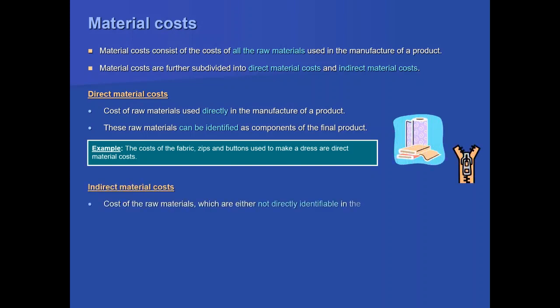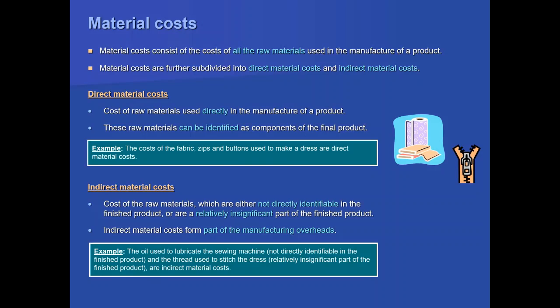On the other hand, indirect material costs are the cost of the raw materials which are either not directly identifiable in the finished product or are a relatively insignificant part of the finished product. Indirect material cost forms part of the manufacturing overheads, on which we will focus a bit later in more detail. An example of indirect material is the oil you use to lubricate the sewing machine. That is an example of not directly identifiable in the finished product. It's not as if you're going to see the oil in the product, namely the dress. And the thread used to stitch the dress, though you might, by close observation, identify the thread, it is a relatively insignificant part of the finished product.